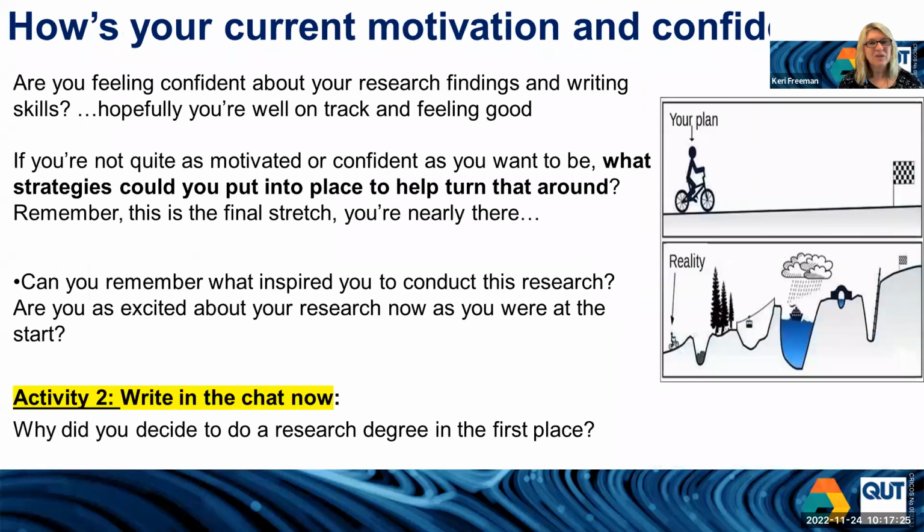So think about where you're at right now, how you are feeling. Are you confident about your findings and your writing skills? Hopefully you are feeling on track. But as we can see from that image there, things happen that you might not be expecting, outside of university as well as within your research. And if you're not feeling as motivated as you think you could, what are some strategies that you can put into place to turn that around? And one thing is to go back to the start and think about, well, why were you excited about this research in the first place?